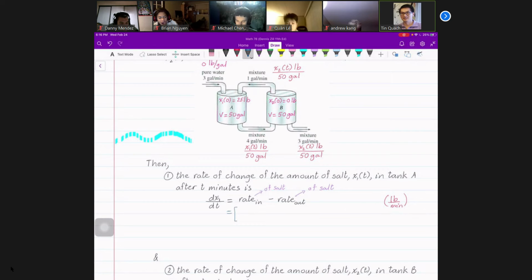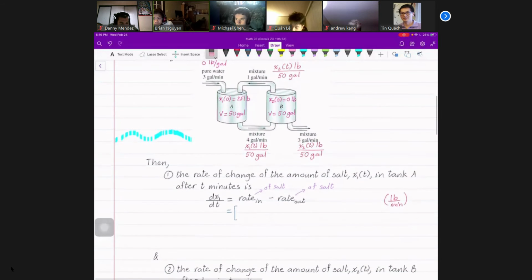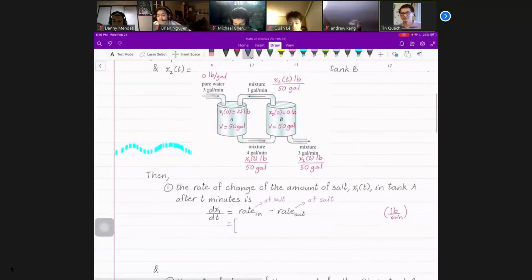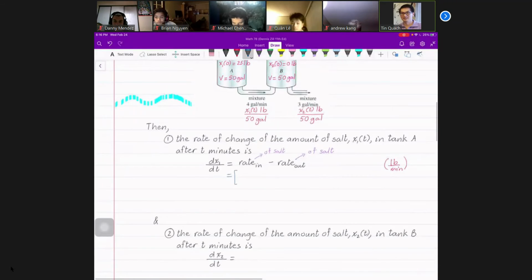Okay, so make sure you get pounds per minute. For this one, how many pounds of salt per minute can you get from here? 0. Okay, but let's write down everything so we can follow. We know we're going to take the concentration, which is 0 pounds per gallon, right? So it's going to be 0 pounds per gallon, or per 1 gallon.